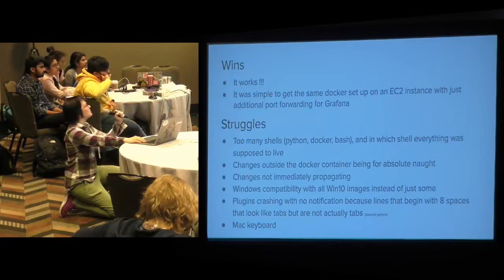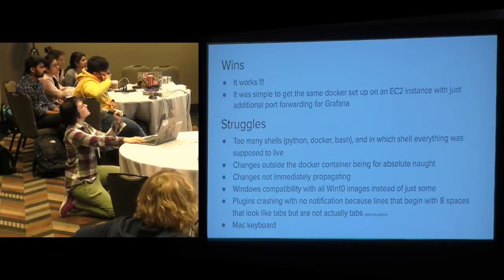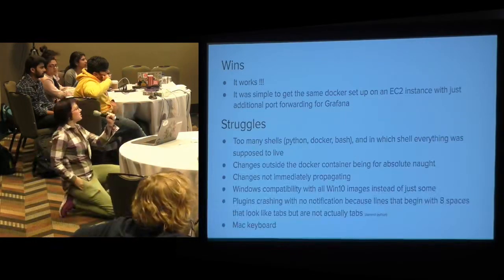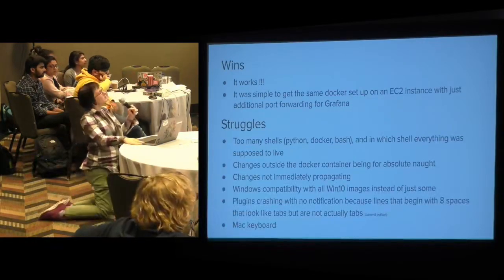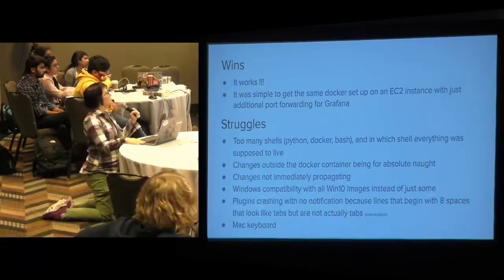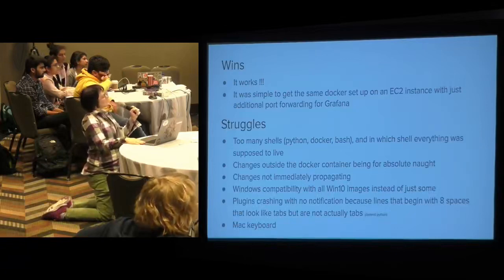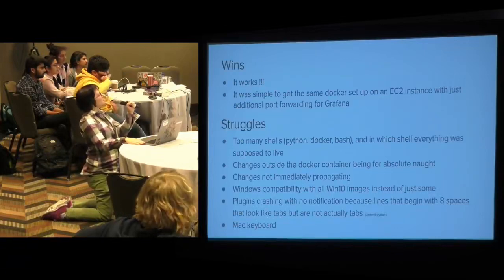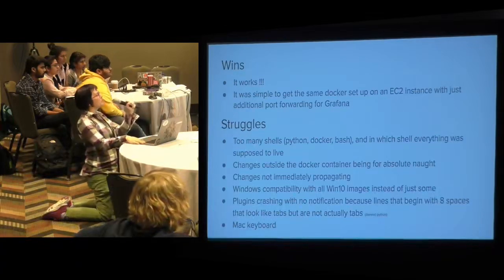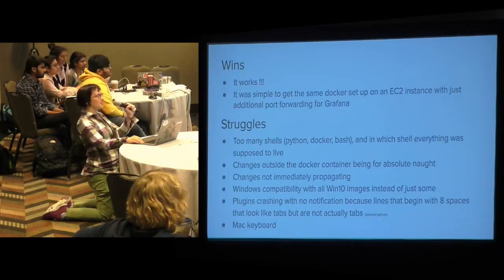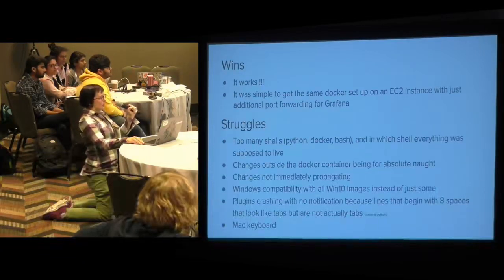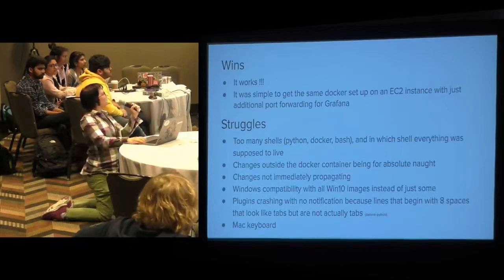It was simple to get the same Docker setup on an EC2 instance with just additional port forwarding for Grafana. The struggles: there were too many shells, Python, Docker, and Bash, and in which shell everything was supposed to live. Changes outside the Docker container were for absolutely naught and wasted a little bit of our time trying. Changes not immediately propagating, having to wait for some of it. Windows compatibility was a problem. Plugins crashing with no notification because lines that begin with 8 spaces that look like tabs are not actually tabs. And general complaining about the Mac keyboard.